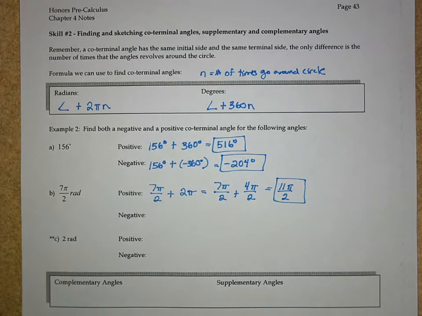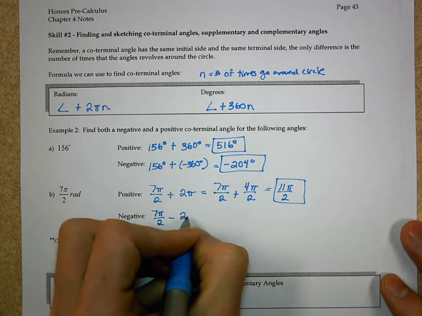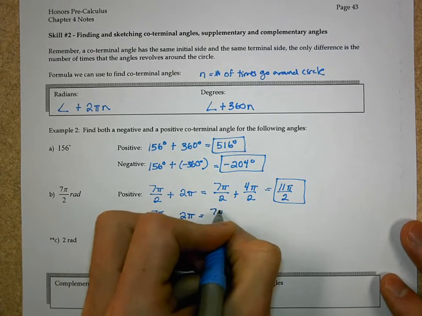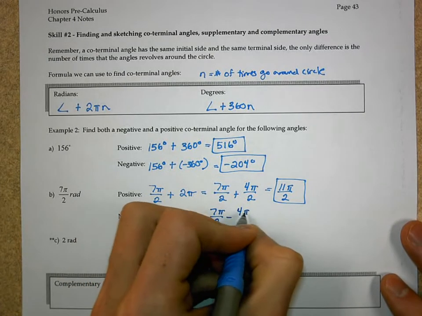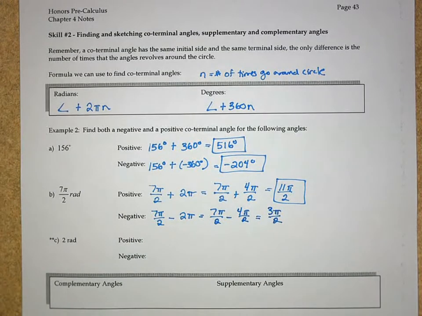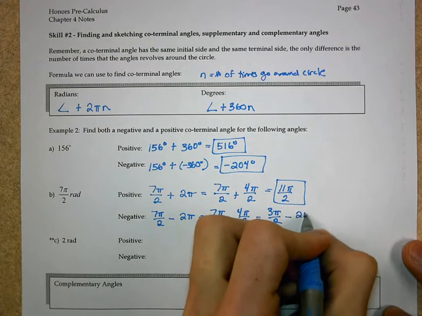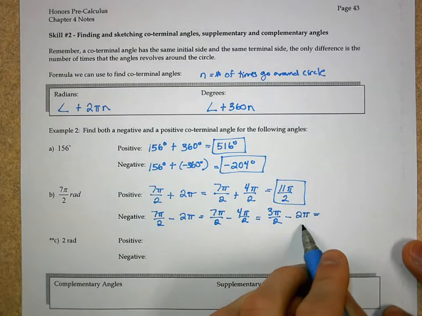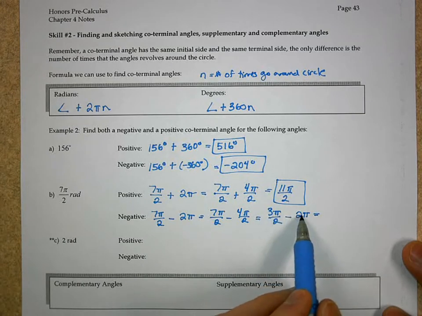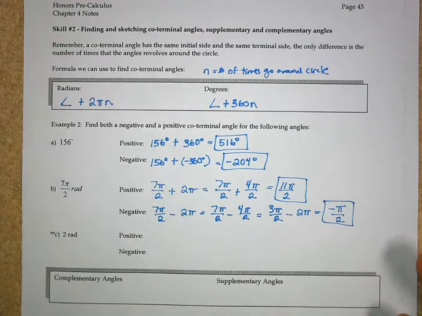Now, in order for me to find a negative coterminal angle, I'm going to need to subtract 2 pi. So 7 pi over 2 minus 2 pi, which we know is 7 pi over 2 minus 4 pi over 2. And that gives me 3 pi over 2. That's not negative yet. So I need to do the same thing again, subtracting another 2 pi, which we know here is 4 pi over 2. So then 3 pi minus 4 pi would be the negative pi over 2 that I'm looking for.